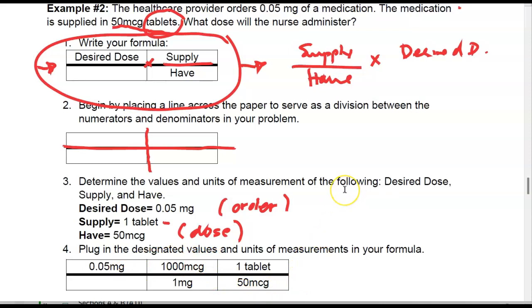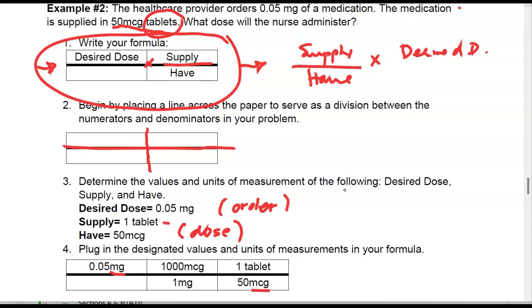The doctor ordered milligram, but what I have is microgram. So what am I going to do? Well, that's when we have to take into consideration our conversions. I can't really do the math without converting it first. So that's when I try to figure out how to convert my milligram to microgram or vice versa.